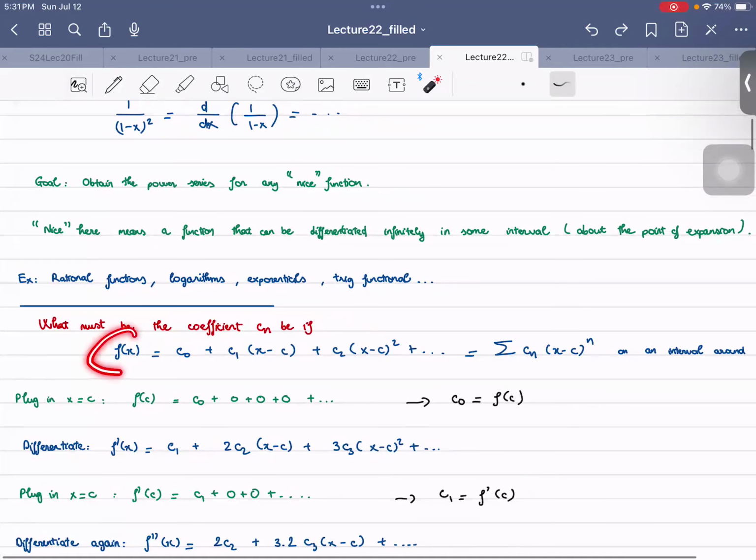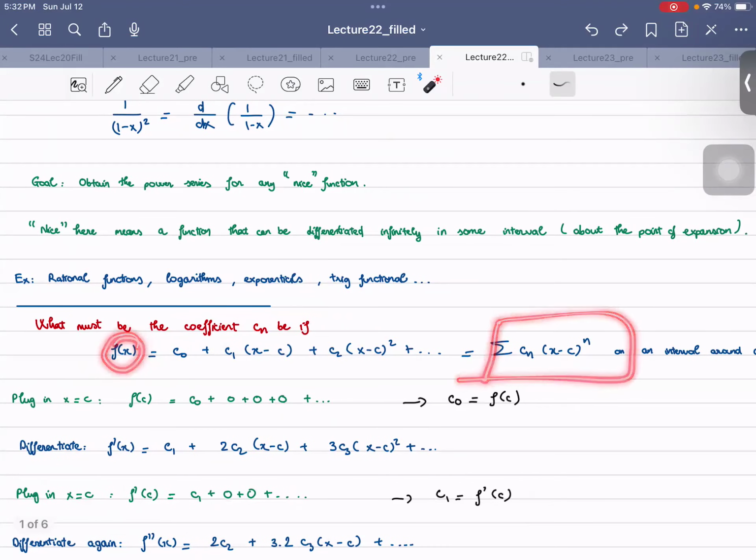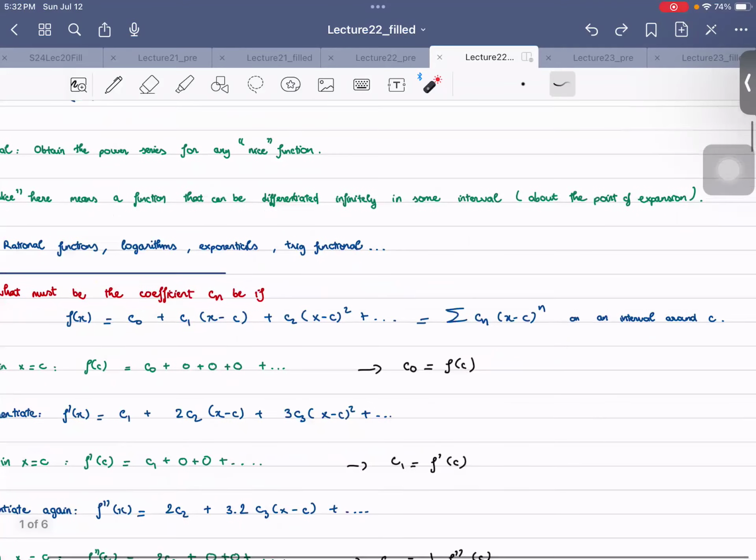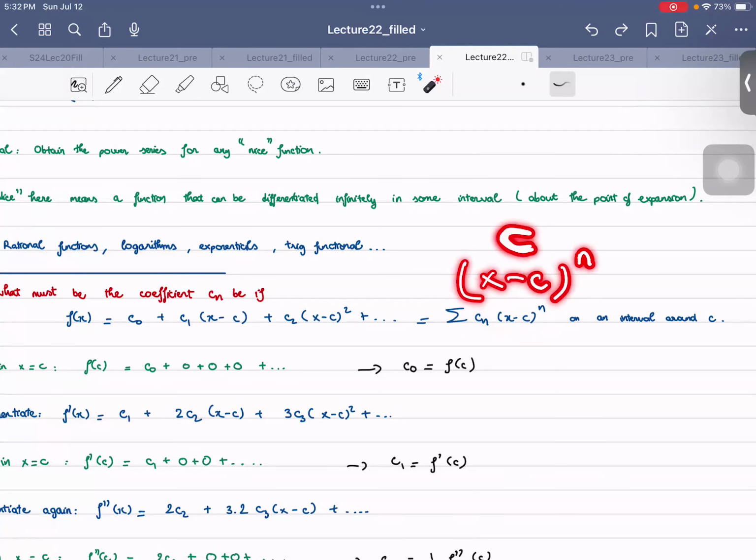So for instance, let's suppose that you can represent your function f of x in terms of the power series over here, the sum of c_n times (x minus c) to the n, where c_n is a sequence of coefficients, and you try to expand your function about the point c. That means the main core of your function should be (x minus c) to the n.